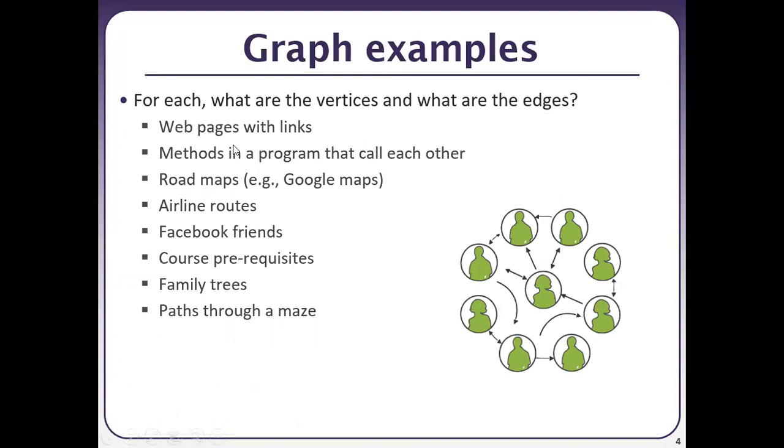Some real-time applications of a graph are web pages with links, methods in a program that call each other, Google Maps, airline routes, Facebook friend requests, course prerequisites, family trees, and paths through a maze.